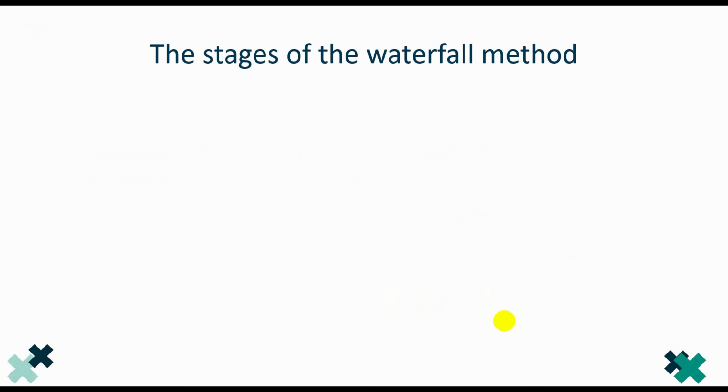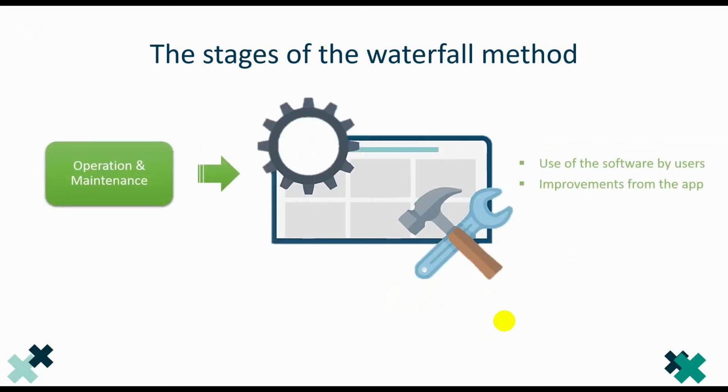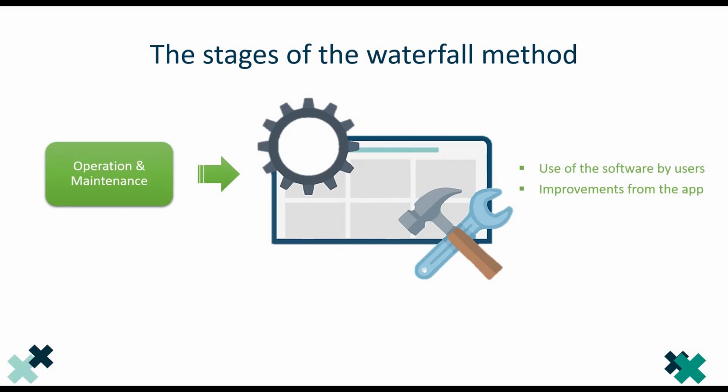Operation and maintenance. The last stage of the waterfall method is the operation and improvement of the application. After testing, the system will enter the production state and the use of the software by the user. The maintenance process allows developers to make improvements to errors found in the application after being used by the user.